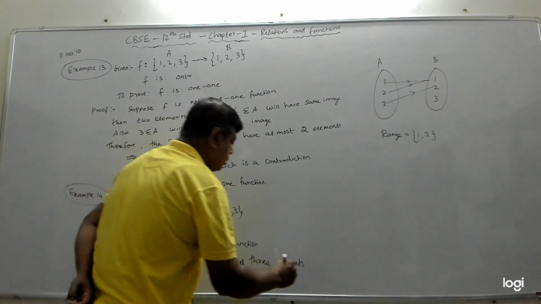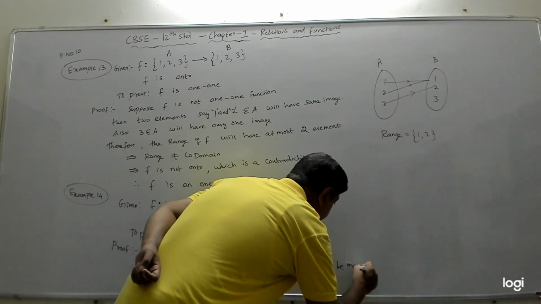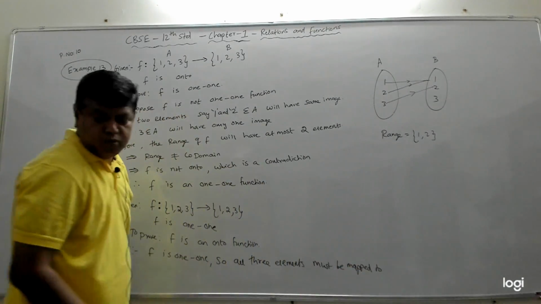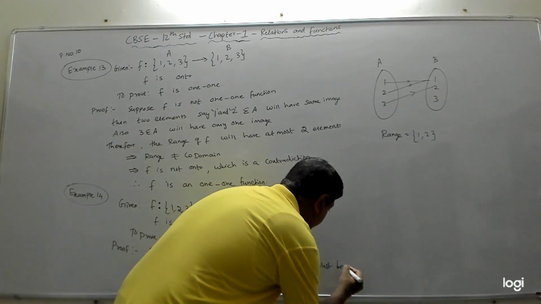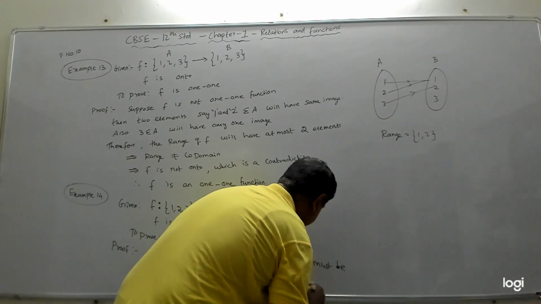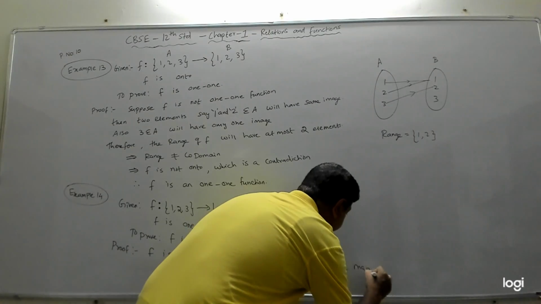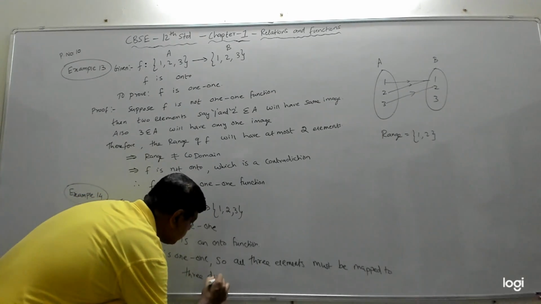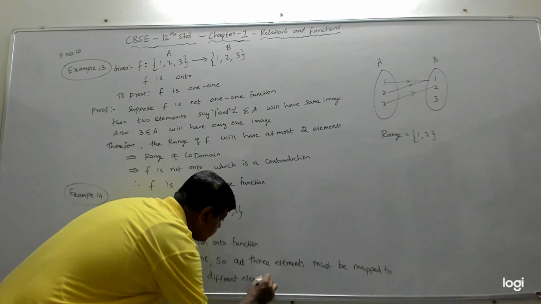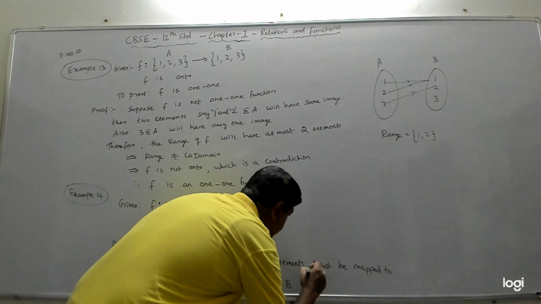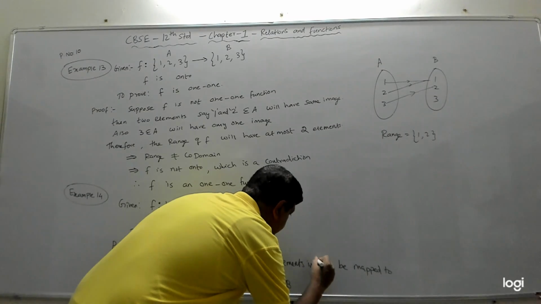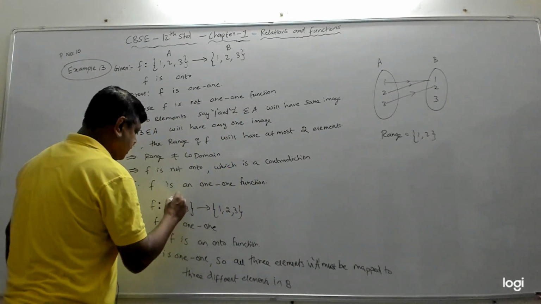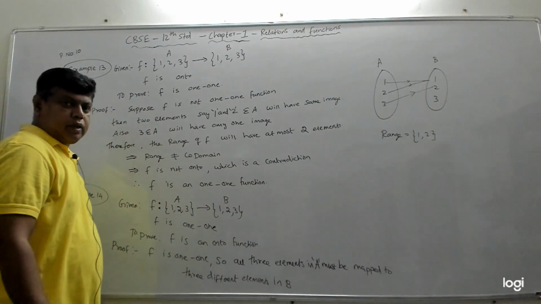in this set {1, 2, 3}, all three elements must be mapped to, sorry, my handwriting is not so great, it is really bad, must be mapped to three different elements in B. So three elements in set A must be, so all three elements in set A, if I call this set A and this set B, must be mapped to three different elements in B, right?